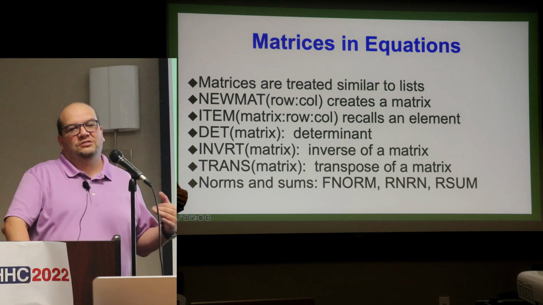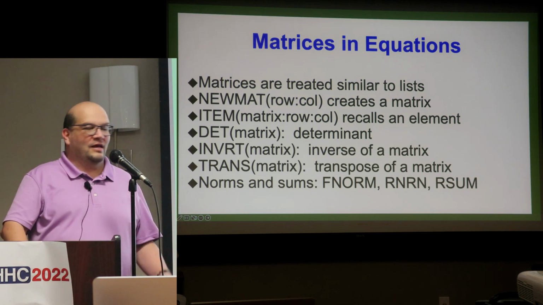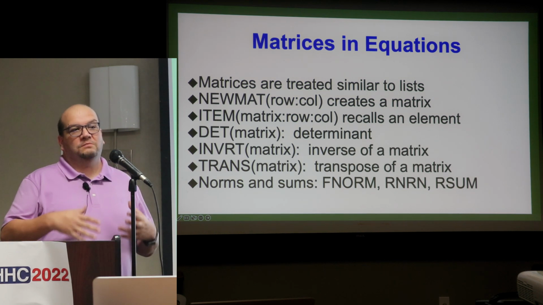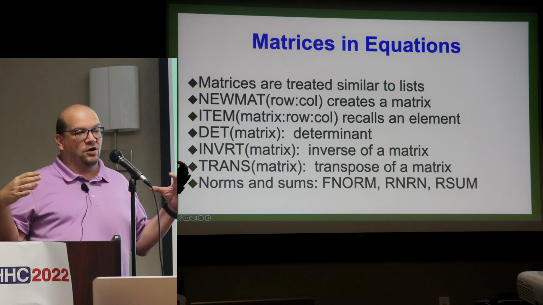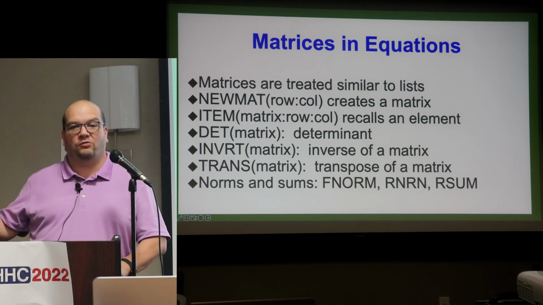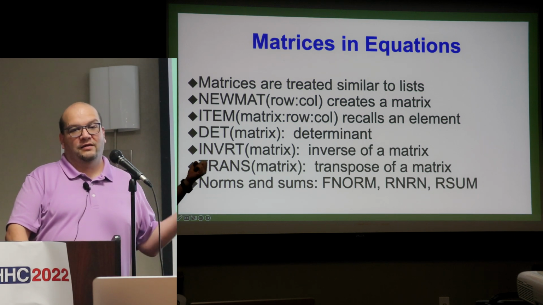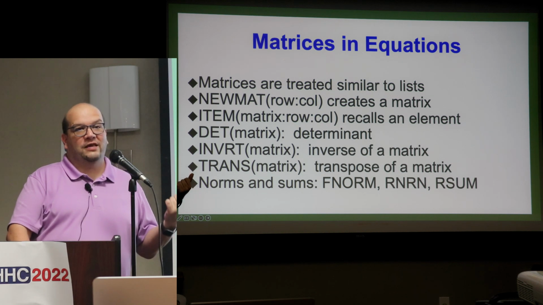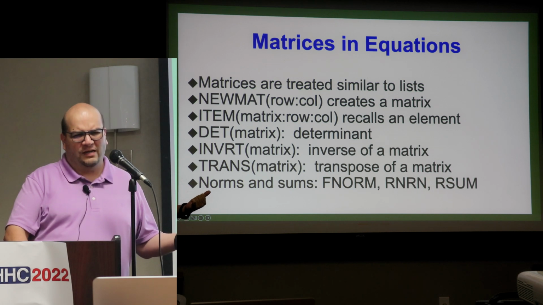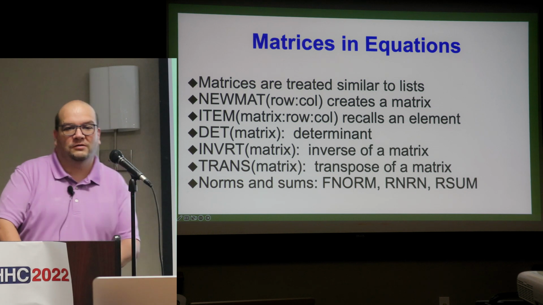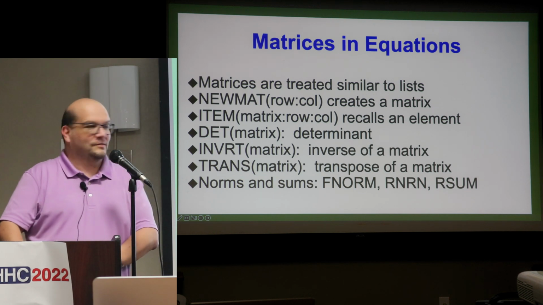Plus42 also allows you to do matrices in equations. And you have your usual, you can create a new matrix. Item can expand to 3. If you have 3 arguments in the item, it will give you the position at the specified row and column. Determinant, inverse, transpose matrix, and you also have 3 norms and sums: Frobenius norm, row norm, and sum norm.